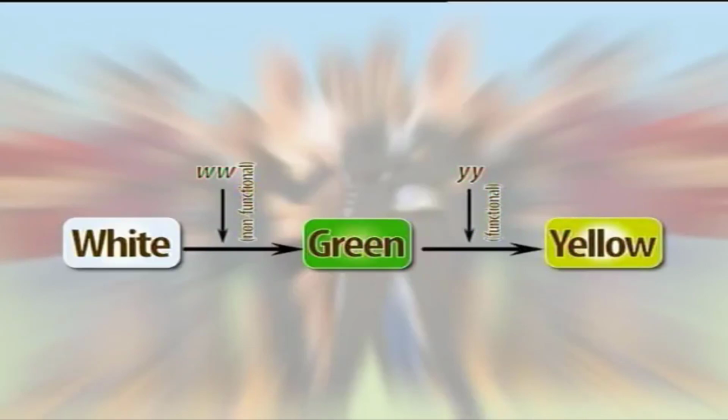A molecule is converted to a green intermediate and then to a yellow end product. It is suggested that the dominant Y allele is required to convert the green intermediate to yellow, and the dominant W allele inhibits the white to green conversion, resulting in white fruit.